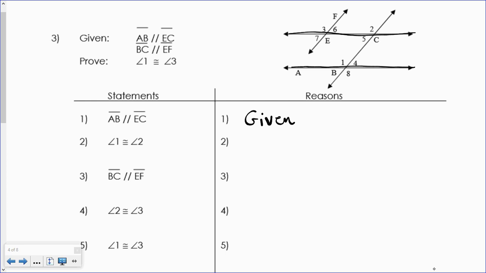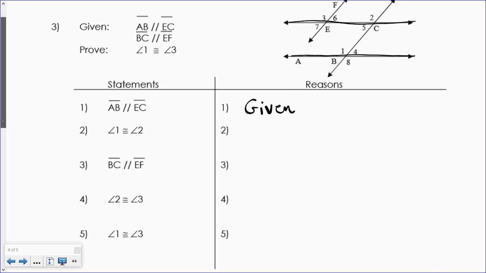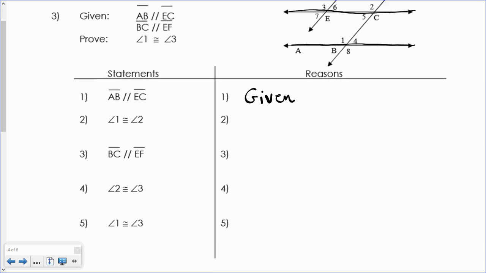I know that those are parallel, so my next step is angles 1 and 2 are congruent. Why? Because they're corresponding. How would you word that reason? Corresponding angles are congruent. This is why it's so important you know what angle pairs look like. That's what we practiced on day 1, identifying angle pairs. You'll be able to see really quickly that angle 1 and angle 2 are corresponding.